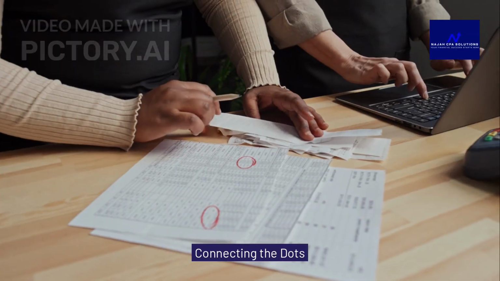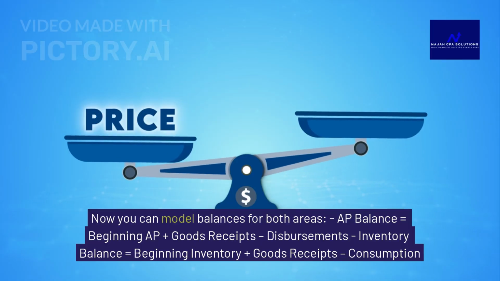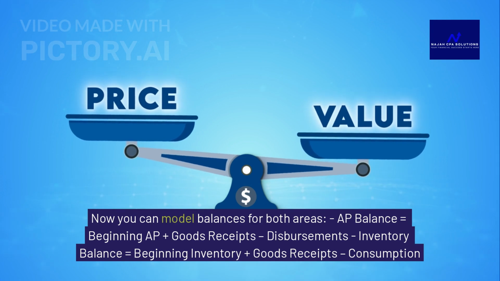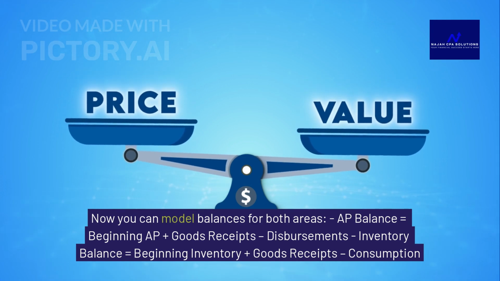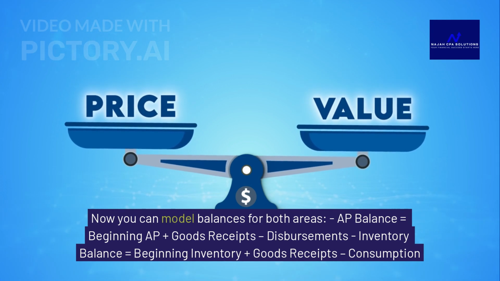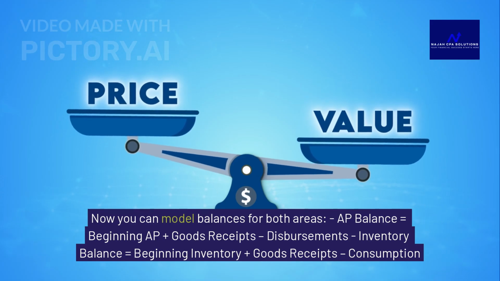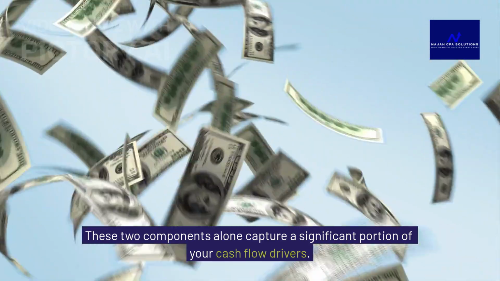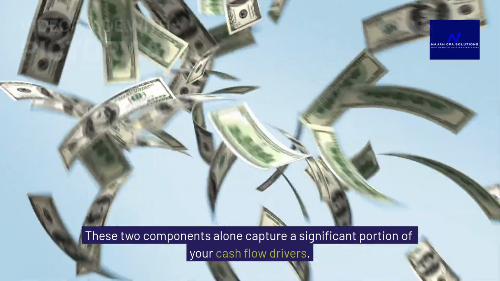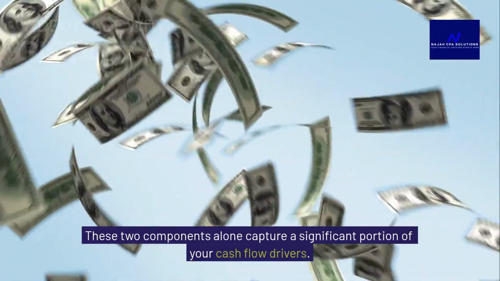3. Connecting the dots. Now you can model balances for both areas. AP balance equals beginning AP plus goods receipts minus disbursements. Inventory balance is beginning inventory plus goods receipts minus consumption. These two components alone capture a significant portion of your cash flow drivers.